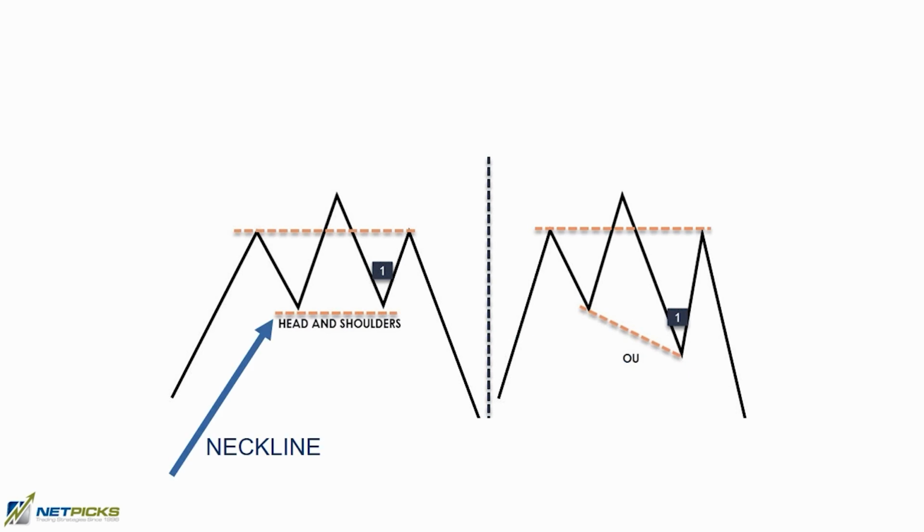The area of interest is also different, where the neckline, that's the area between the 2 highs on the head and shoulders pattern, is where you want to see price break. With the Quasimodo, we actually want to see the opportunity up at the right shoulder. So how does it work?